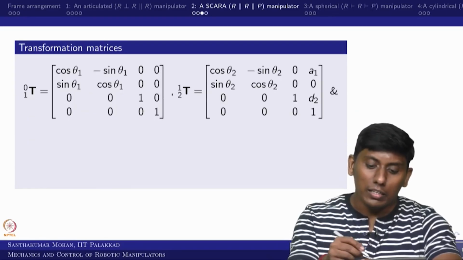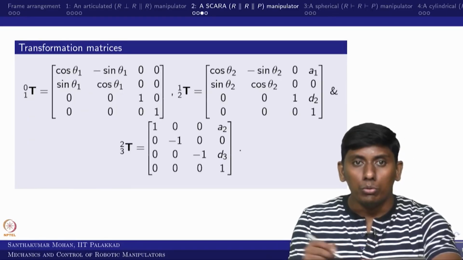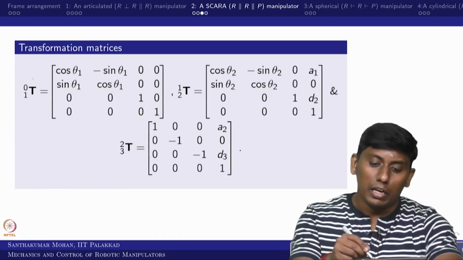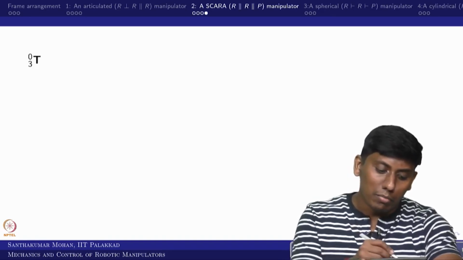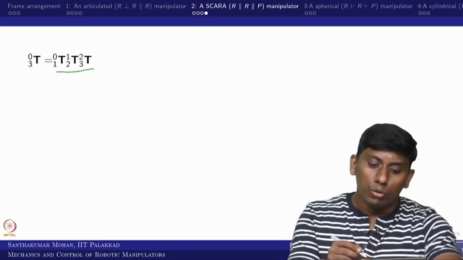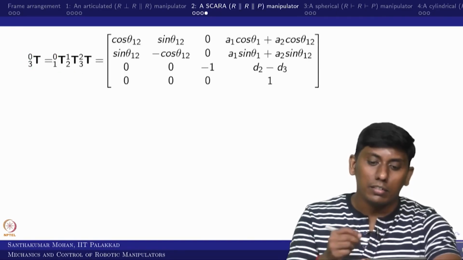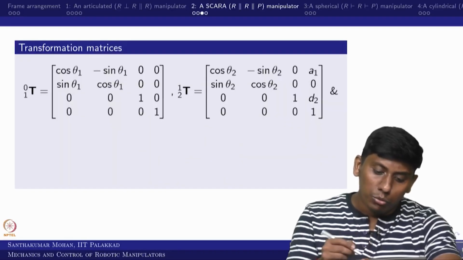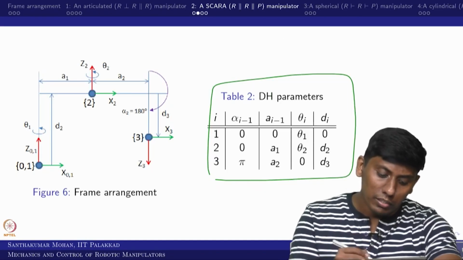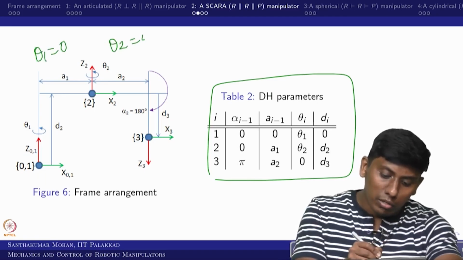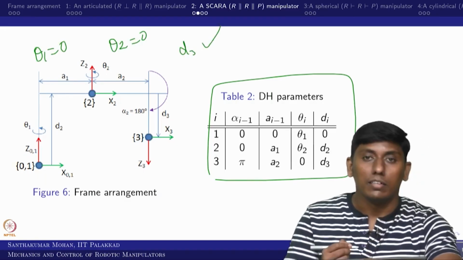So, now you will get 3 transformation matrices and you post-multiply one another. Finally, you will get the transformation matrix of frame 3 with respect to frame 0. So, what would be the final end? Now, just for understanding, go back: what is your home position? The home position is theta 1 is 0 and theta 2 is 0 and d3 as it is, right.